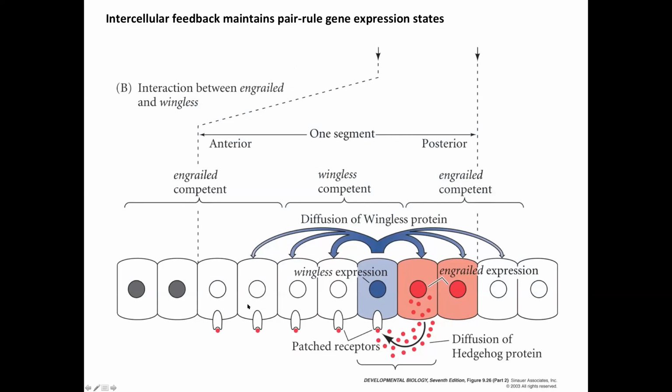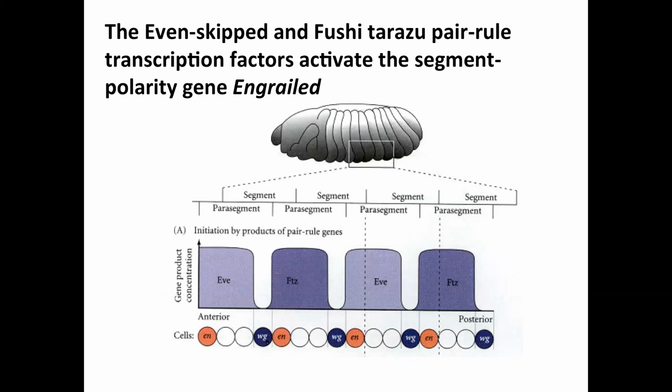So you can see here the cells which have very low even-skipped and very low Fushi tarazu, which are the pair rule genes, are going to be the wingless expressing cells. Whereas the cells which have the highest Fushi tarazu expression are going to be engrailed positive cells. So this will set up the first few groups of cells which will become wingless and engrailed. This is nothing new for the animal because this is what it has been doing all throughout.